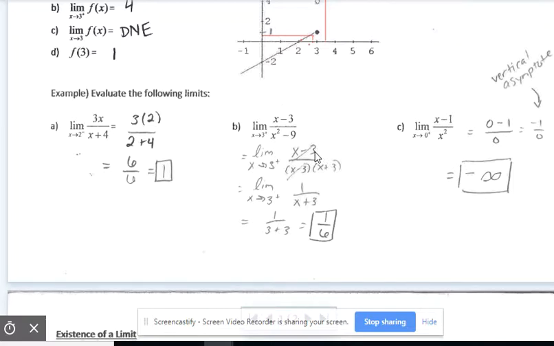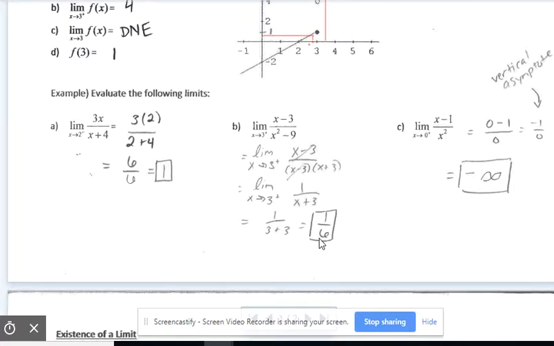So hopefully it's obvious to you that we should factor here. In the numerator, we have x minus 3, and then in the denominator, it's x minus 3 times x plus 3, a difference of squares. So we can cancel out the x minus 3 factor here, and then we're left with 1 over x plus 3. We just plug in 3 here, and we get 1 over 6.